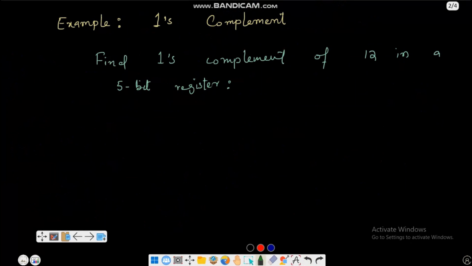This is very simple. The first thing that will be given to you is the register size. Mostly it will be given in every question, what is the available register size that you are using. So let's say in my example, to keep things simpler, I've written a 5-bit register here. If you want to find out the ones complement of 12, you can simply do what?